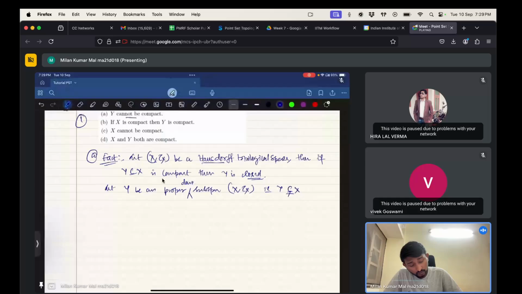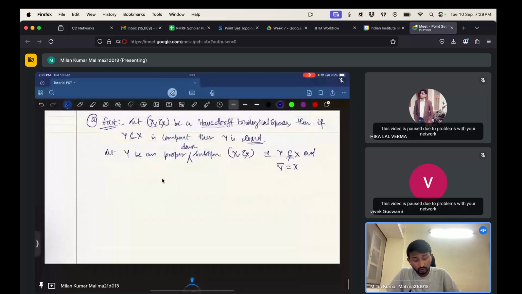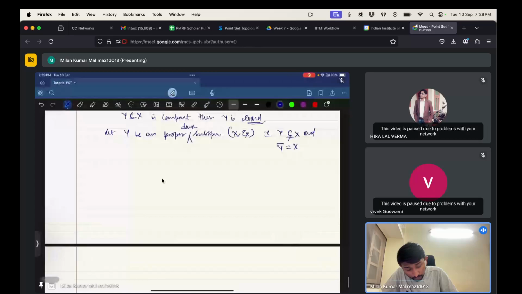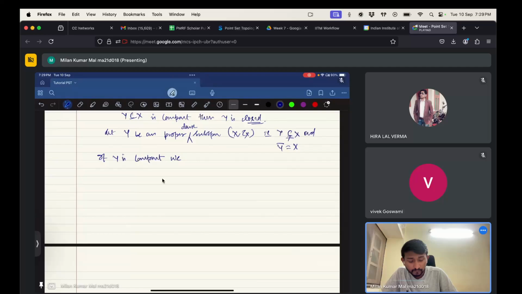And this Y closure is equal to X, right? So if Y is compact, by the above fact, we must have Y closure equal to Y, because Y is closed. That means Y closure is equal to Y. But Y closure is equal to X, because Y is dense in X and Y is a proper subspace of X. So that is a contradiction.